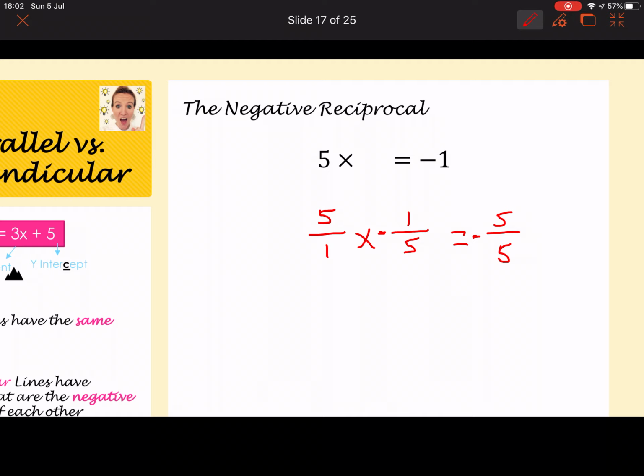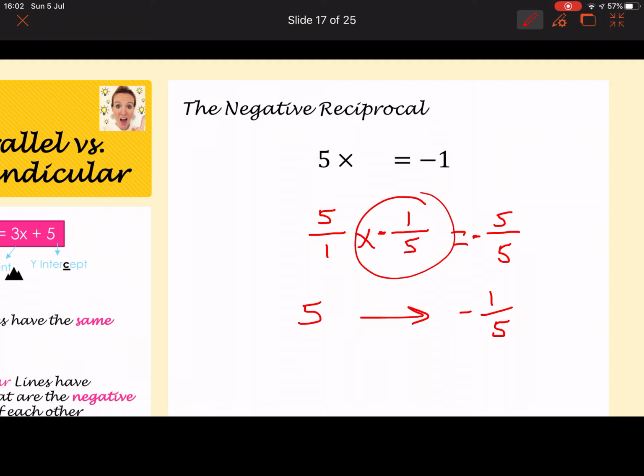But on the top, the numerators, we've got 5 times 1 is 5, 1 times 5 is 5. We've got a negative in there. Now, can you see we've actually just flipped that fraction? This means our negative reciprocal is -1/5. So if we had an answer of 5 to start with, our negative reciprocal becomes -1 over 5. So the above reason is kind of how it works, how that gets you to -1.